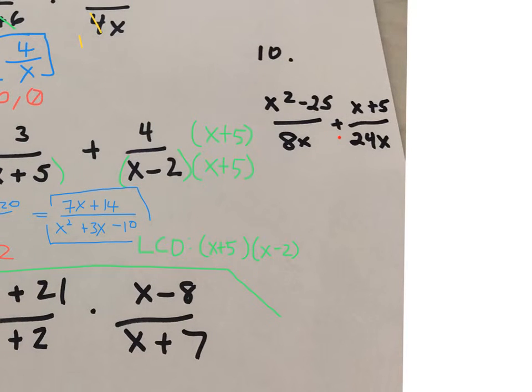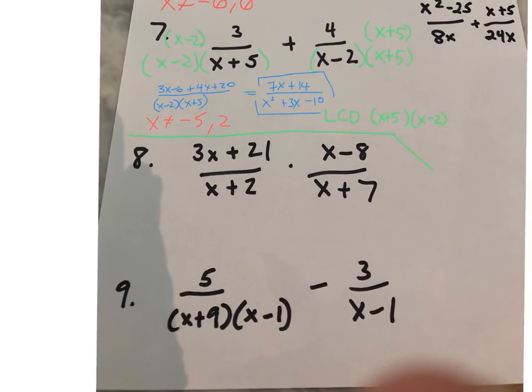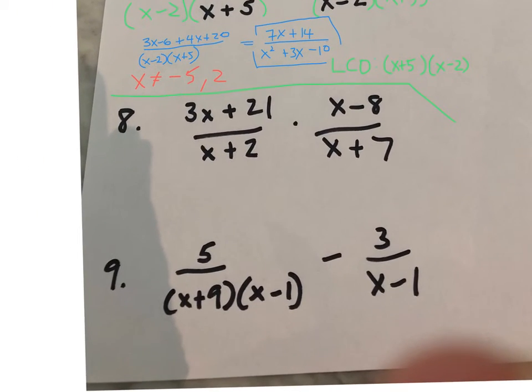Okay, so this is number 10. I don't know if I want to do number 10 yet. Number 8. x plus 2, x plus 7. It could very well be a similar situation, like we just did. Before we get into it, let's get into the restrictions. x is not allowed to be negative 2, and it's not allowed to be negative 7. Okay.